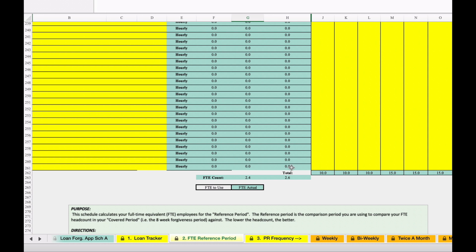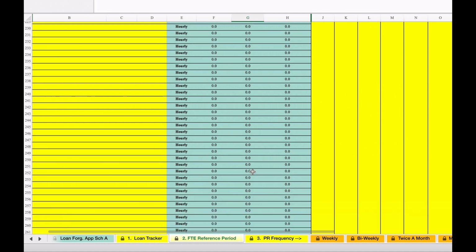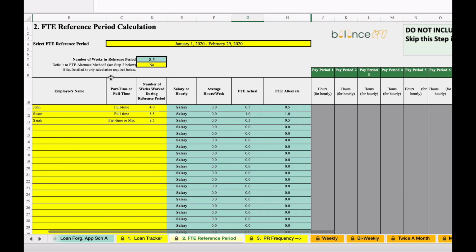Okay, and then you're going to get your FTE count. It's going to come out down here, and that's going to pull into the calculations you're doing automatically. So let's leave that as it is, and that's going to calculate out what our FTE count was for the reference period.